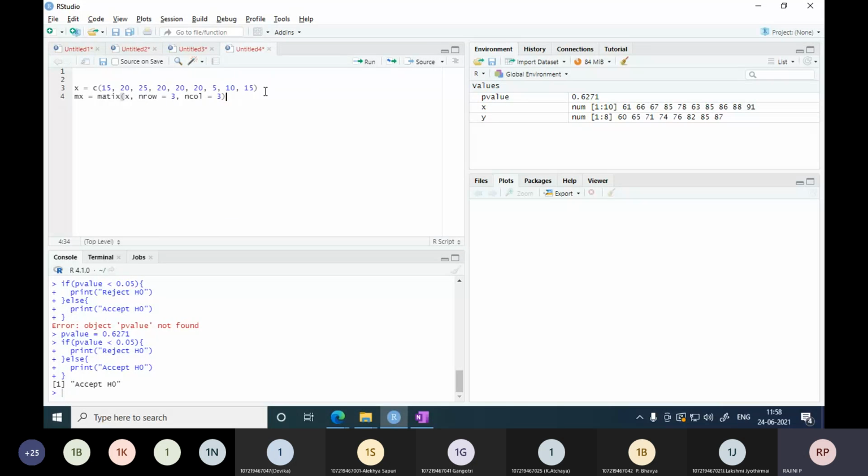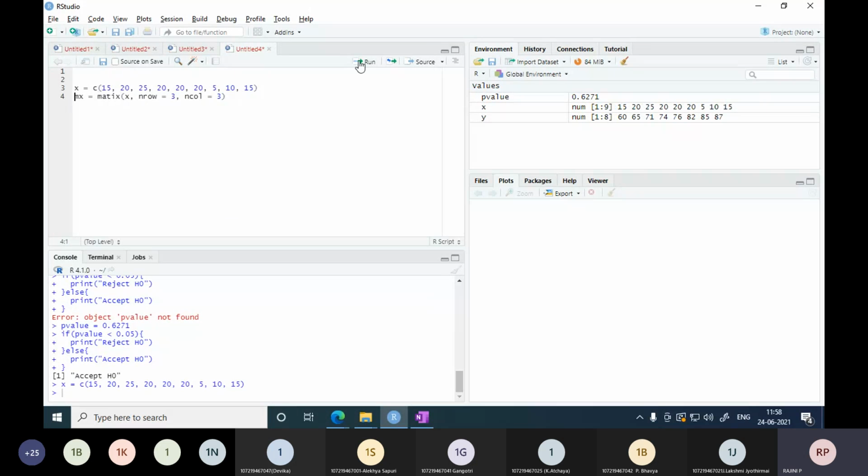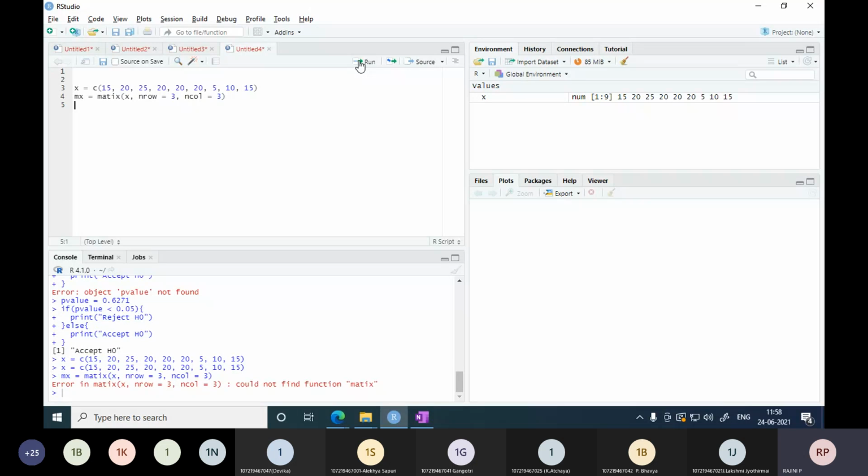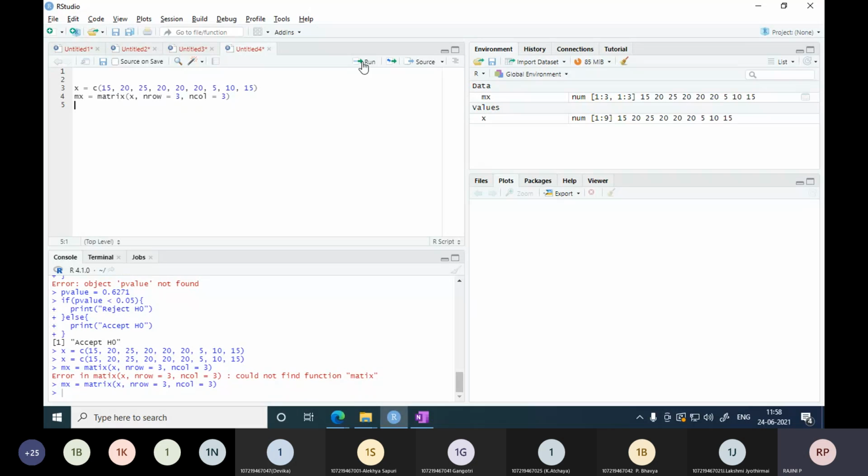Okay, I'm running this x first. And see, I told you to clear the environment window first. And now run it. Run the x and run mx. Could not find function. Oh, spelling mistake. Matrix. Yes. Now check it. What is the mx then?